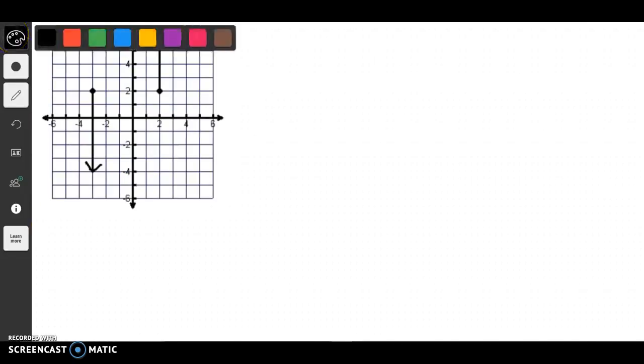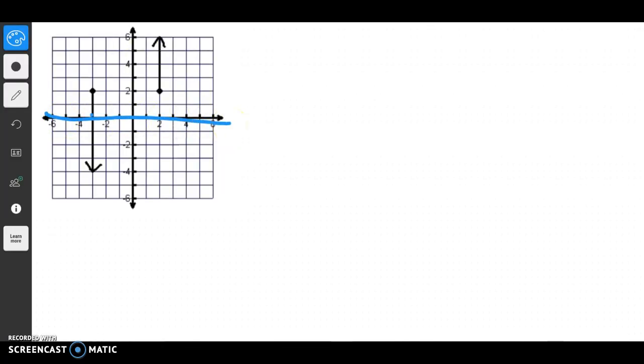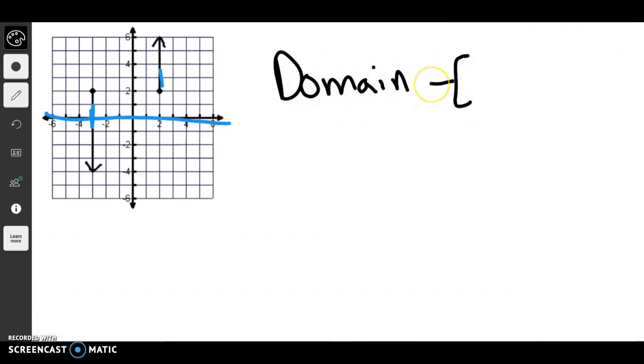Okay, again, we're going to look for our domain. So I'm going to look across this axis. Our domain actually only happens in 2 points. It's at -3 and 2. So since it only happens in 2 points and it's not continuous for our domain, we're going to write that again, we're going to make a list, and our list is -3, 2. And again, you can see that I'm making these list things. I'm not using brackets anymore.